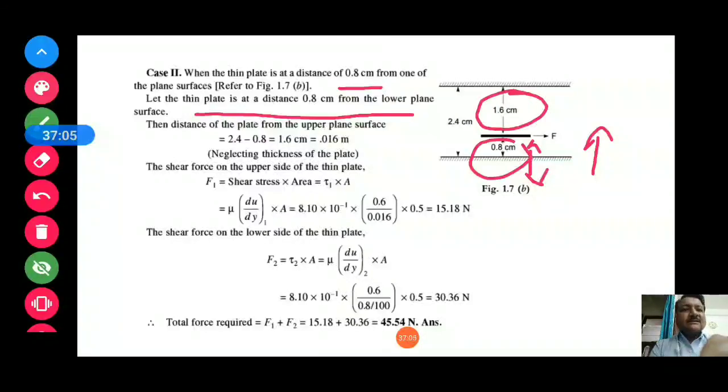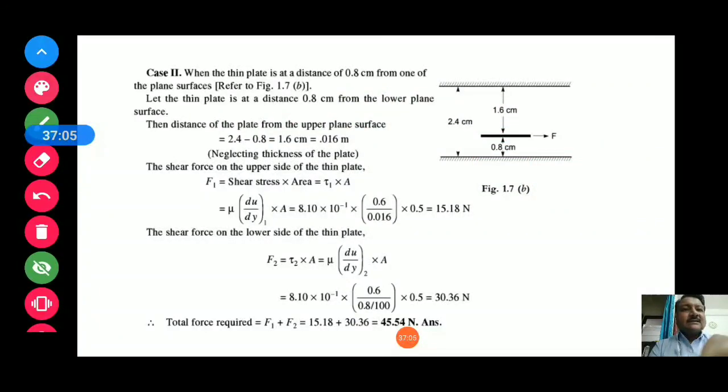So the distance of the upper plate is 2.4 minus 0.8, that is 1.6 centimeter. One more assumption is there: neglecting the thickness of the plate. So thickness is neglected, so the distance you can find as 0.1016 meter. Next, the same procedure you have to adopt, only the distances have changed.